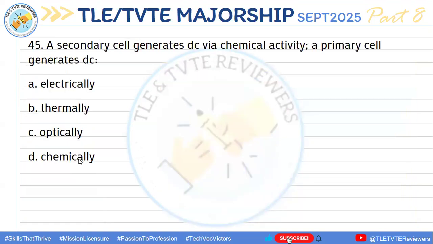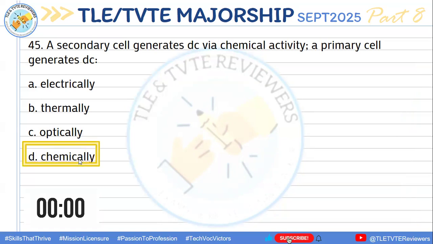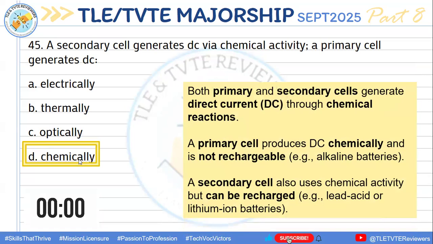Number 45. A secondary cell generates DC via chemical activity. A primary cell generates DC via, is it letter A, electrically, B, thermally, C, optically, or letter D, chemically? Answer letter D, chemically. Both primary and secondary cells generate direct current through chemical reactions.